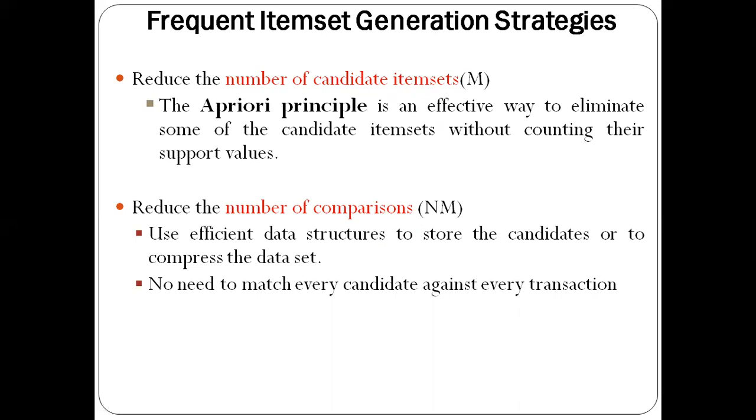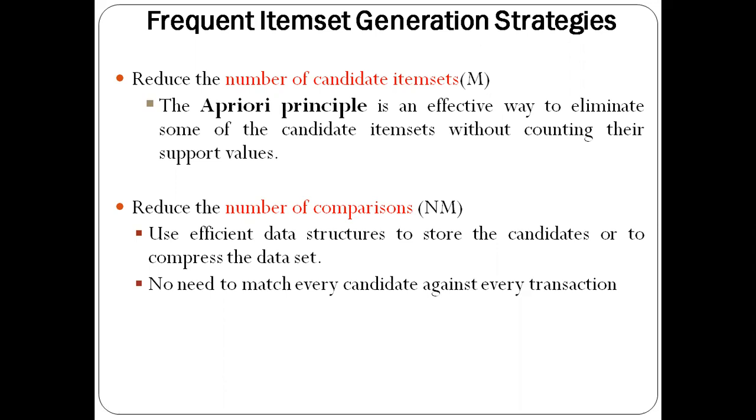Data structures like the hash tree, which we will be studying in the coming topics, can be used to reduce the number of comparisons. If you map the candidate item sets to a tree structure in the hash tree format, then you can easily reduce the number of candidate item sets which are generated, and also reduce the number of comparisons using this data structure. Or else you can even compress the data set. Compression can again be done with the help of hashing techniques.